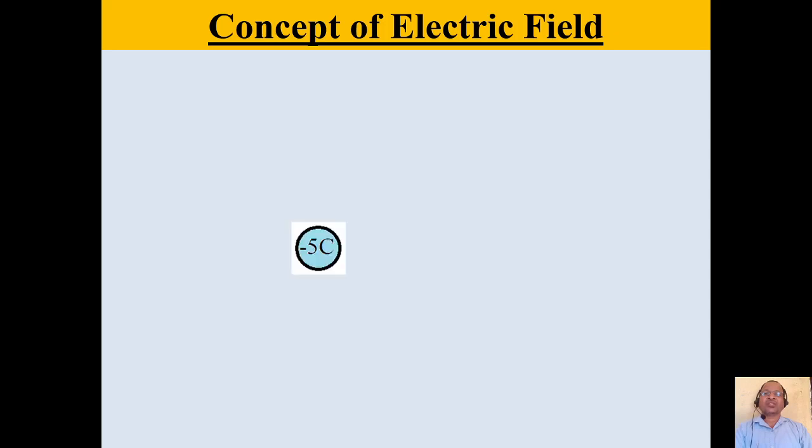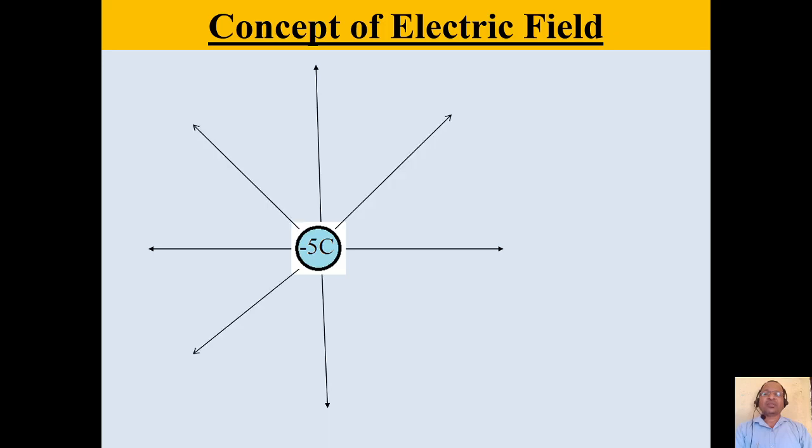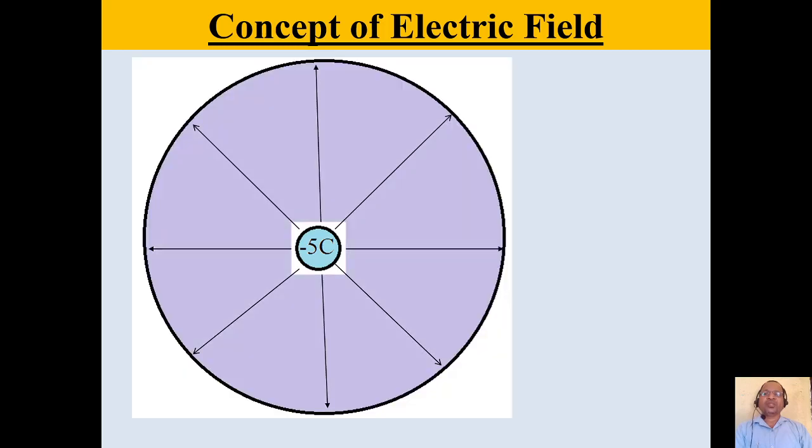Suppose we consider a charge of minus 5 coulomb placed here. This charge can attract or repel other charges within a particular distance. Suppose this distance is given like this. It will attract or repel all the charges around itself. So if we consider a sphere around the given charge, then any charge present in this sphere will be affected by it, or the given charge can attract or repel a charge which is brought near in this sphere.